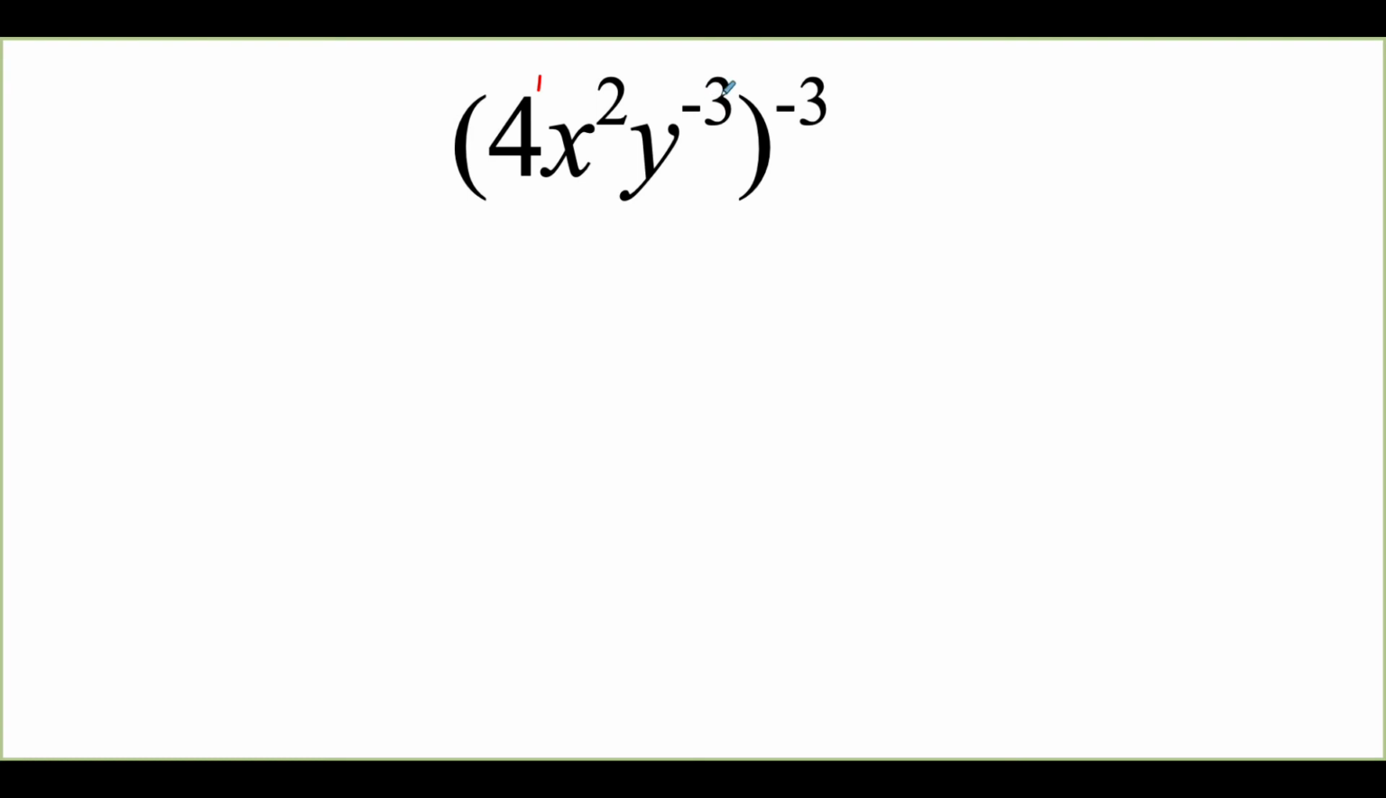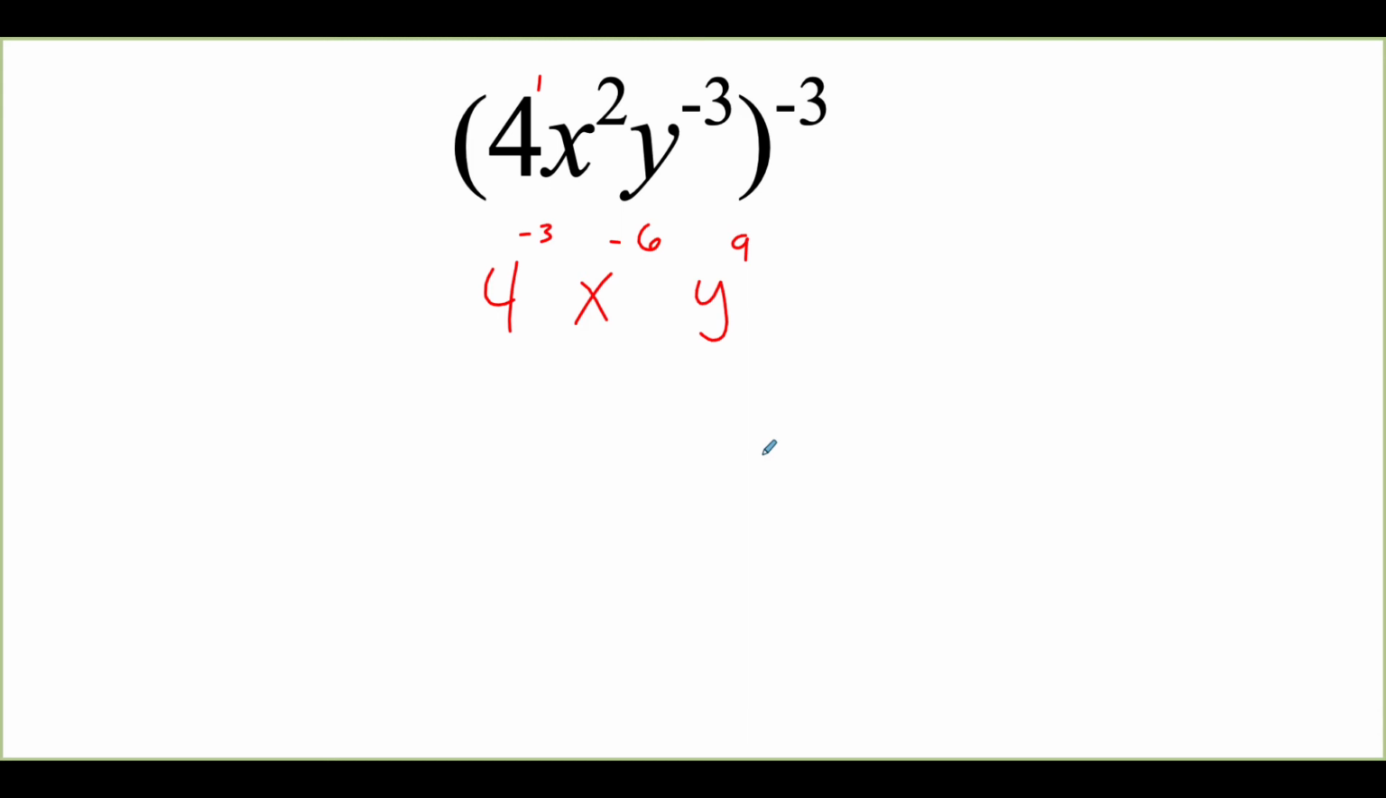So I'm going to raise all of that to this negative third power, so we're going to multiply those exponents together. So as far as the 4 goes, that has the first power on that, but if I multiply 1 by negative 3, I'm going to get negative 3. That x has a second power on it, but when I multiply that by negative 3, we end up getting x to the negative 6th power. And that y has a negative 3 power on it, so when I multiply negative 3 by negative 3, I get y to the 9th.